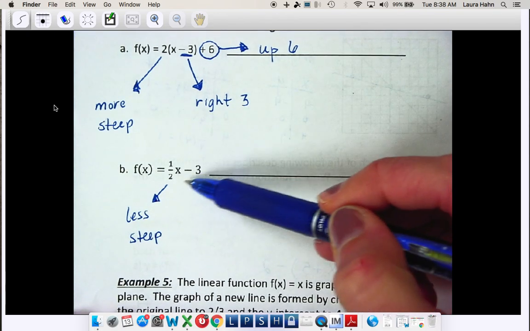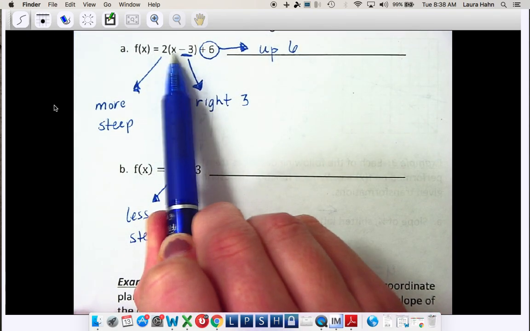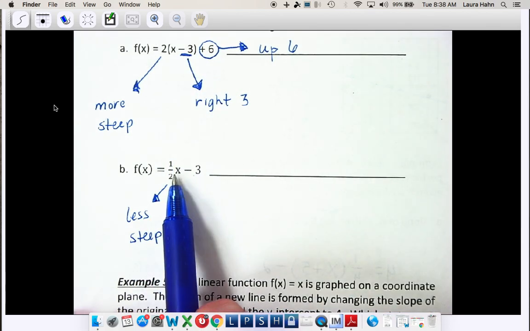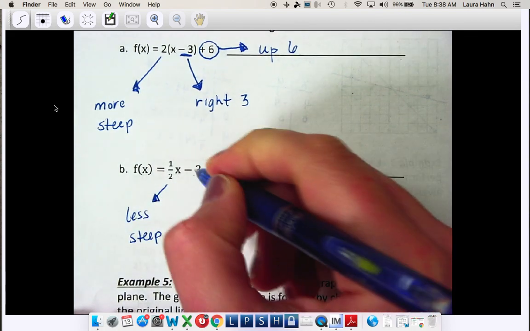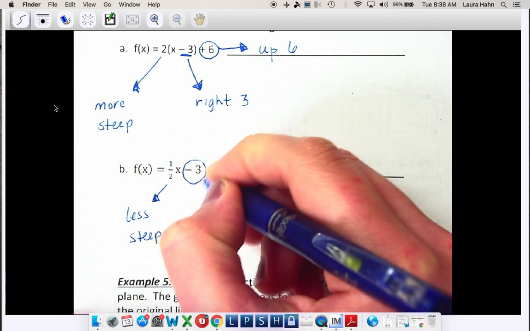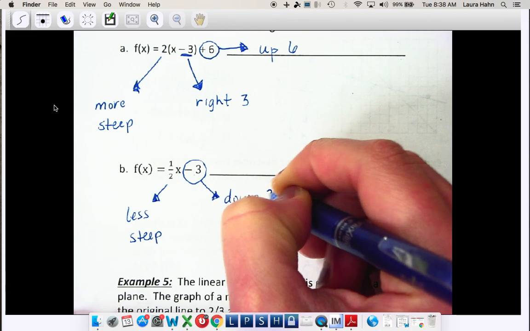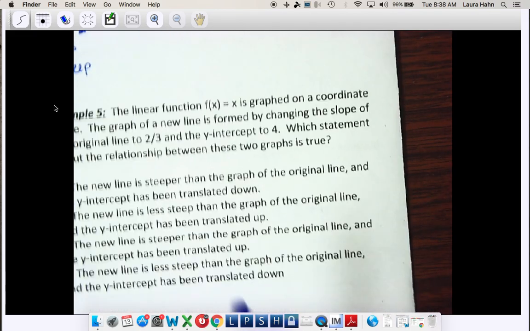Okay, notice the difference between here and here. Here, this is in the parentheses with the x, so I know it's happening to the x only. I don't have anything in parentheses with the x, so that tells me there is no horizontal shift to the left or to the right. So this minus 3 is happening at the very end, which is telling me that it's going to move down 3. All right, I want you to try example 5 on your own.